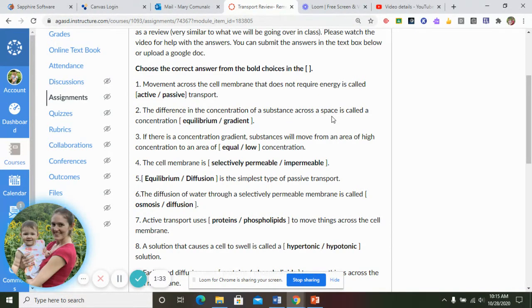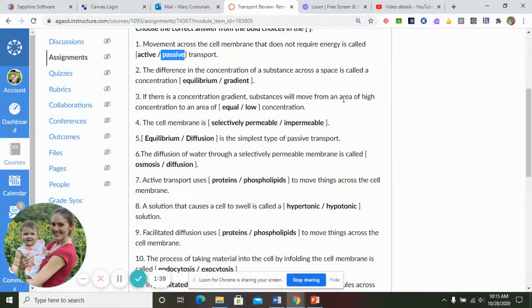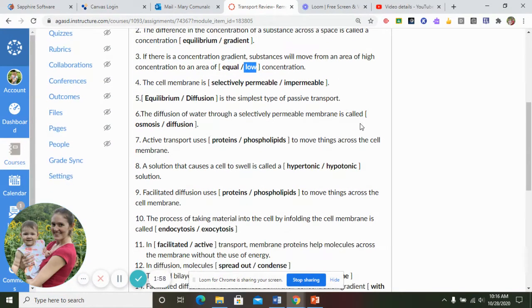Number 1, the movement across the cell membrane that does not require energy. If it does not require energy, that is going to be passive transport. Number 2, the difference in the concentration of a substance across a space is called a concentration gradient. If there is a concentration gradient, substances will move from an area of high concentration to an area of low concentration, high to low. The cell membrane, we know that it is selectively permeable because it lets some things through, but not everything. Blank is the simplest type of passive transport. Equilibrium isn't a type of passive transport. Diffusion would be the right answer there.